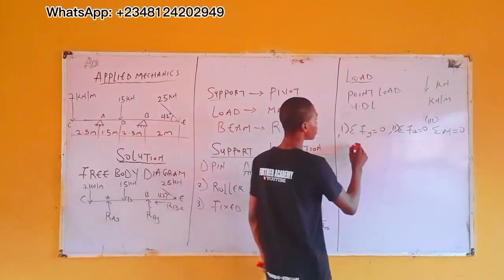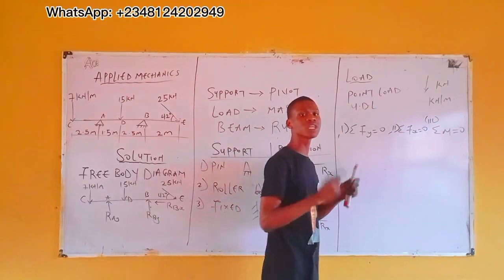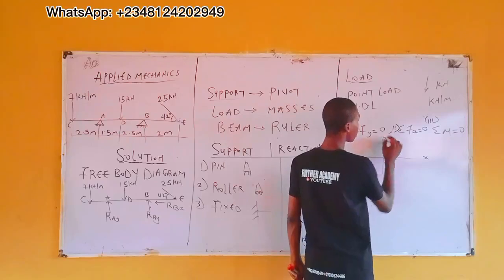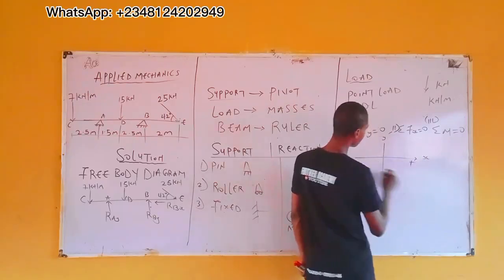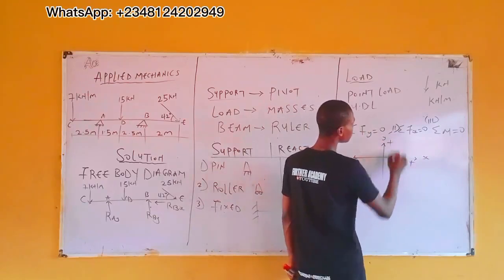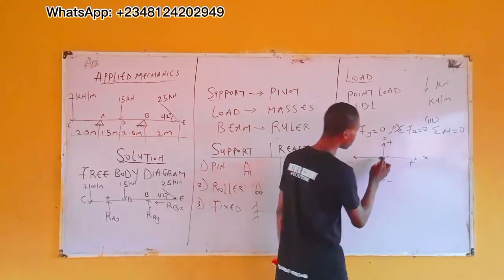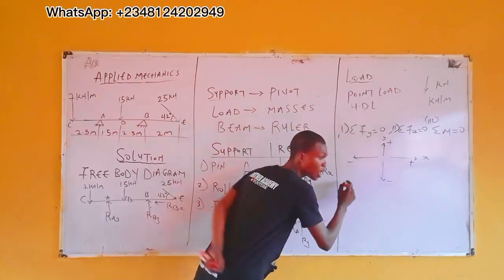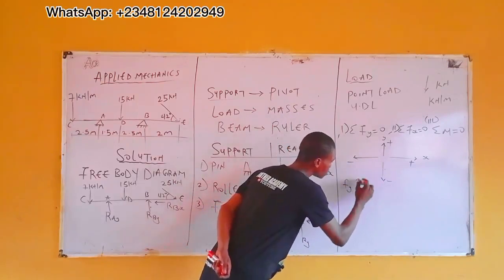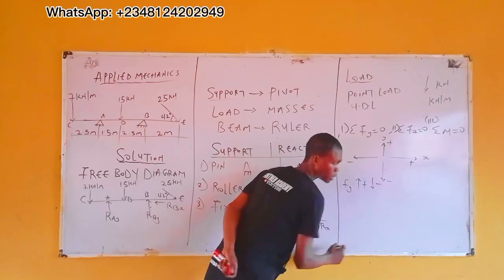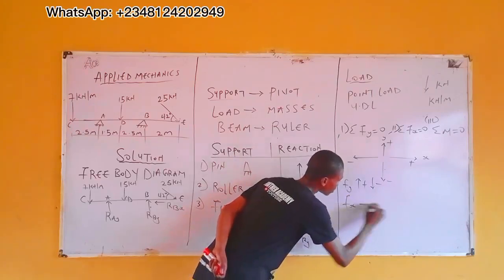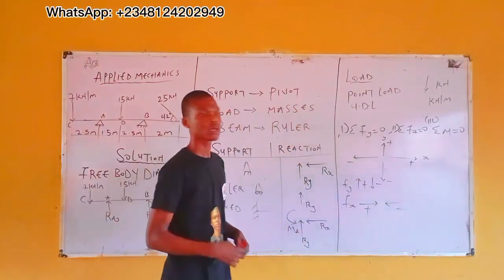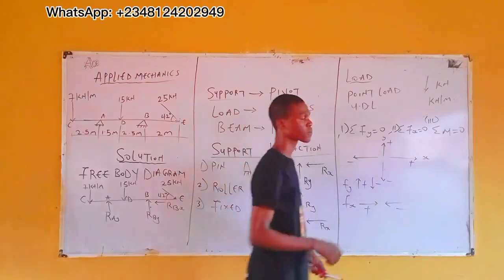Before applying the first one, let's relate it to what we know. From your Cartesian coordinate, this is your x-axis, this is your y-axis. This is the positive region, this is the negative region. From here, what it means is that when considering Fy, force of this nature is positive, force of this nature is negative. When considering Fx, force of this nature is positive, force of this nature is negative. Is that understood? Yes. We are using the idea of Cartesian coordinates.